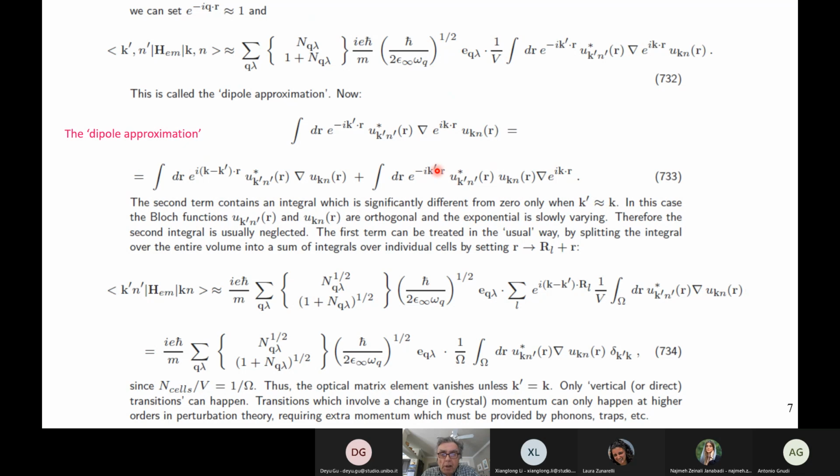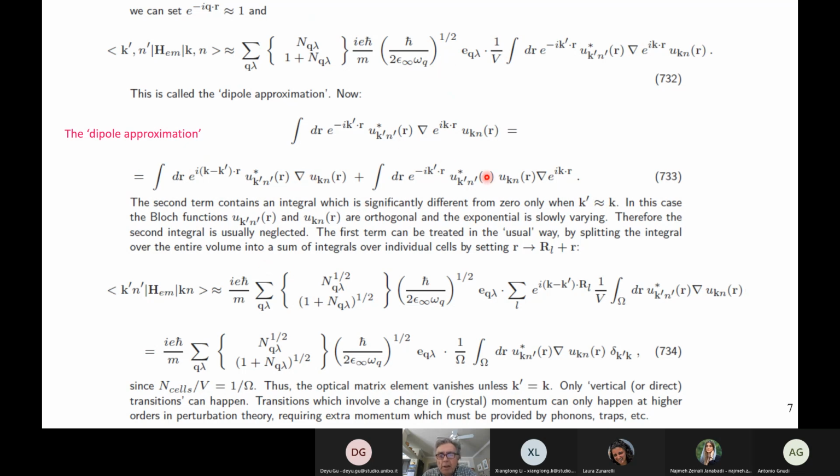Again, its main contribution comes when k is similar to k′, and when n′ and n, the bands, are different, this becomes 0. In the limit in which k and k′ are identical, this is exactly 0. So we're left only with the first term. And you realize that the first term is what we may call a momentum matrix element. It's essentially the matrix element of the gradient. For the momentum we have to multiply by minus iħ, but it's a momentum operator sandwiched between the two Bloch functions. So it's a momentum matrix element.